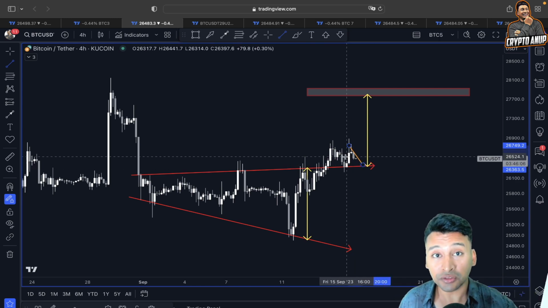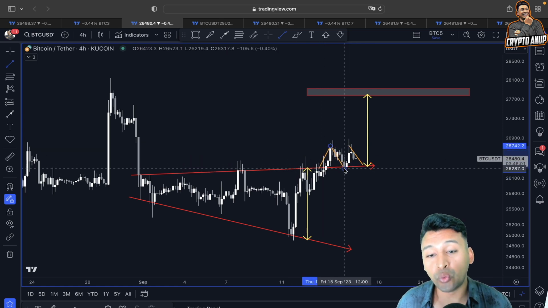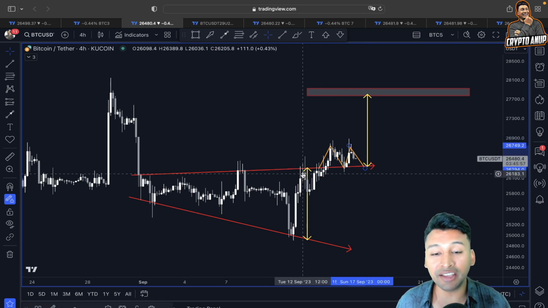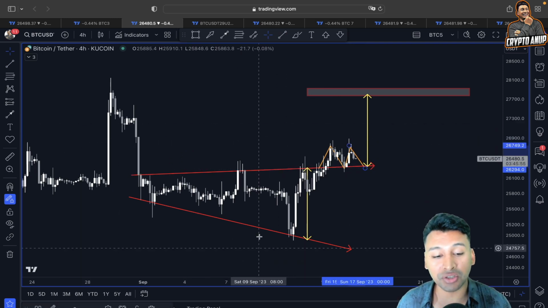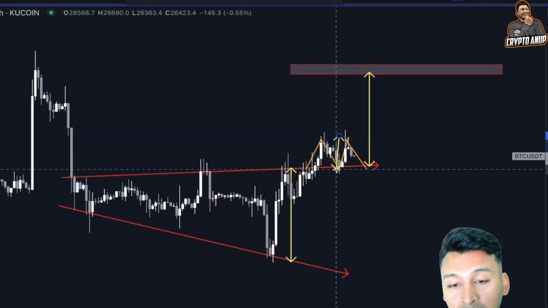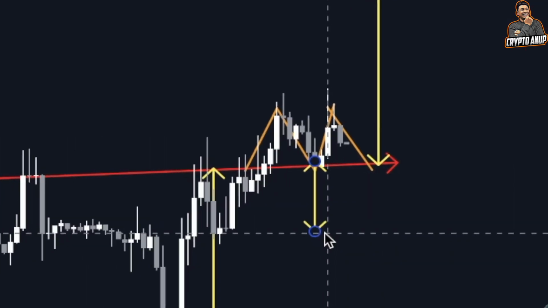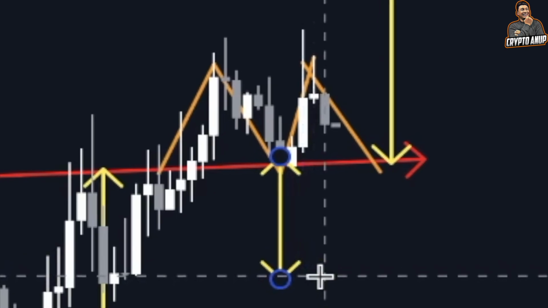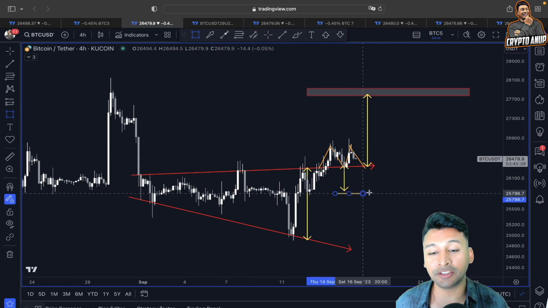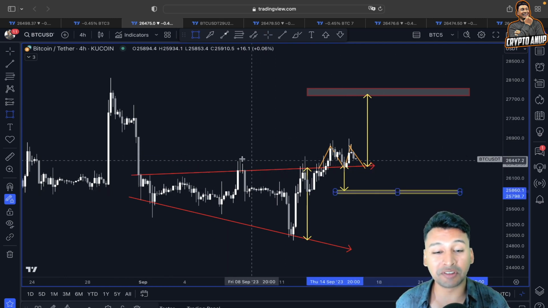But if we lose the support here, then this will be looked at as a double top formation. Yes guys, this will be looked at as a double top formation with the price objective around 25,800 to 25,850 range. Yes, this will be our price objective if the price of Bitcoin in the medium short term fails to remain above this upper trend line, which previously acted as a resistance.